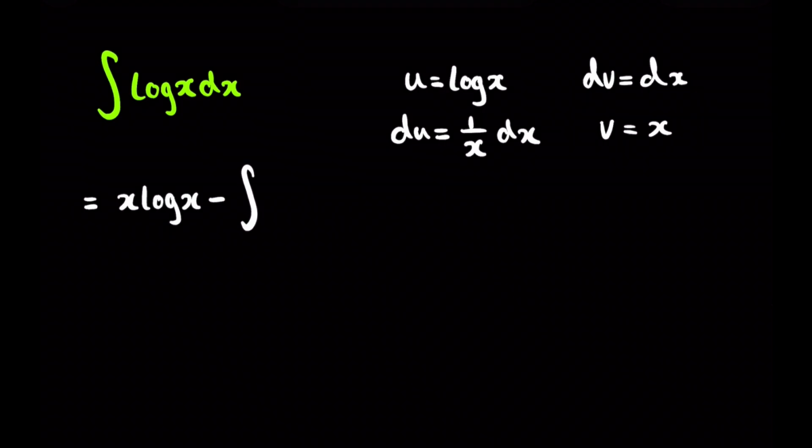And in this case, v is x and du is 1 over x dx. Therefore, the 1 over x and x cancel, and we just have the integral of dx. And this simplifies nicely down to x times log x minus x. And I'm going to do something interesting, and I'm going to write the coefficient of 1 in front of the x. And technically this also has a plus c term, but for the sake of this video, I'm going to ignore that, and you will see why shortly.